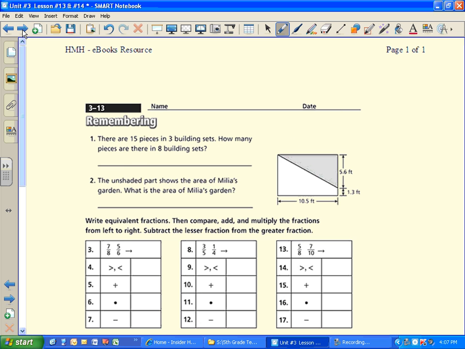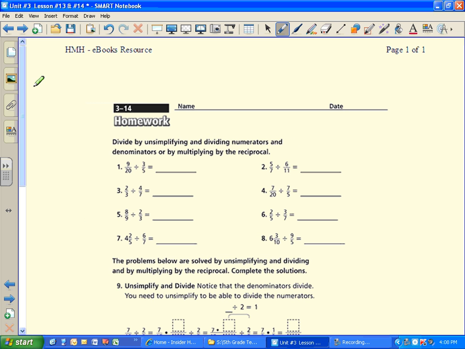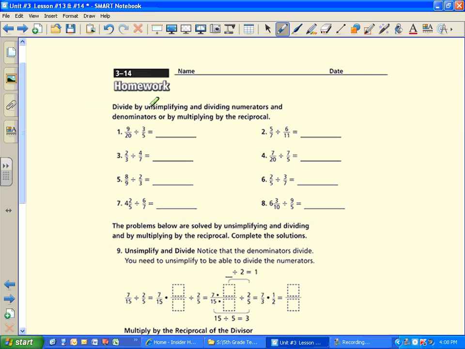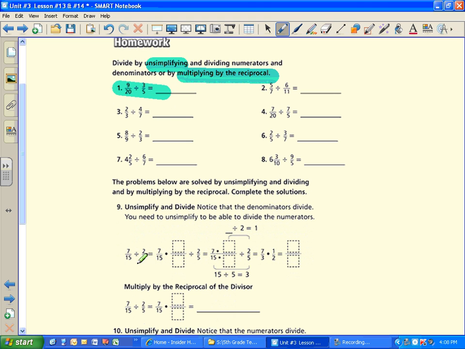For your homework for 3.14, it says you can divide by unsimplifying and dividing numerators and denominators, or by multiplying by the reciprocal. So whatever way you feel most comfortable with is what I would do. And then here they actually show you the same step again when you look at the homework page. Unsimplify and divide. Notice the denominators divide. You need to unsimplify to be able to divide the numerators. So here it's taking you through that same step.